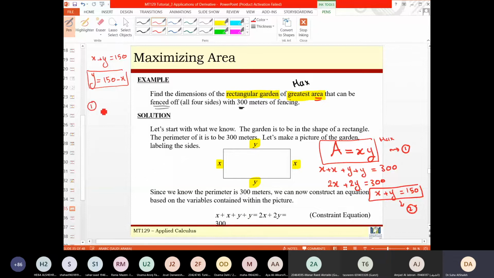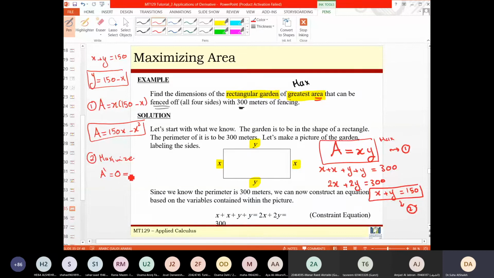Step number 1, the area will be equal to x times y, which is x times 150 minus x. So my area is equal to 150x minus x squared. Now it became all in terms of x. So now I can maximize it. So step number 2, I'm going to maximize. How do I maximize? By letting A dash equal to 0.